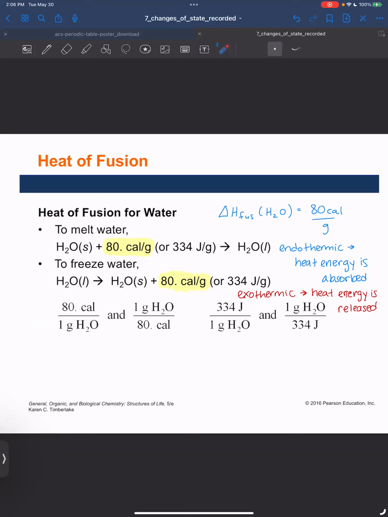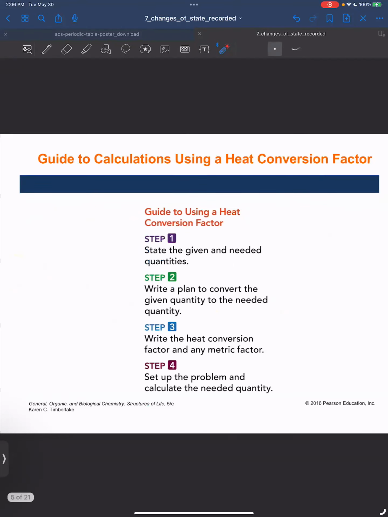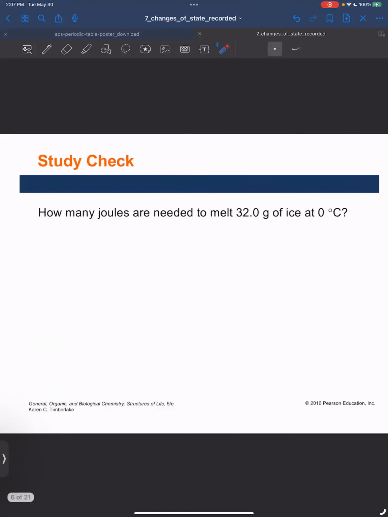Now we're going to use the enthalpy of fusion or the heat of fusion to do some calculations. Once again, always state the given and needed quantities, write a plan to convert the given quantity to the needed quantity. You'll write the heat conversion factor and any metric factor needed, and then we will set up the problem and calculate the needed quantity. So pause the video, try to see if you can do the study check on your own, and then come back and check your work with me.